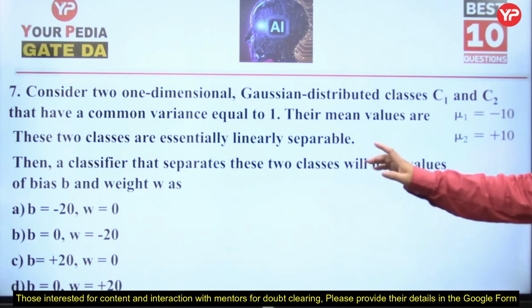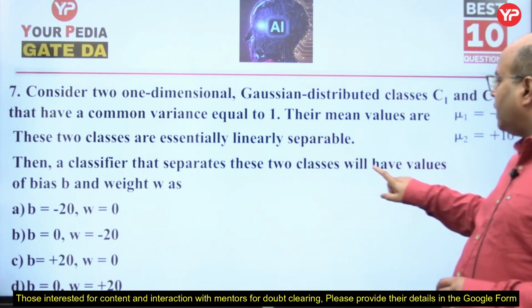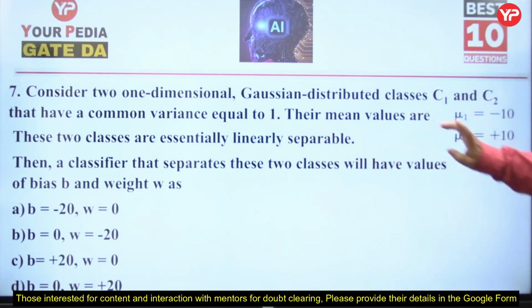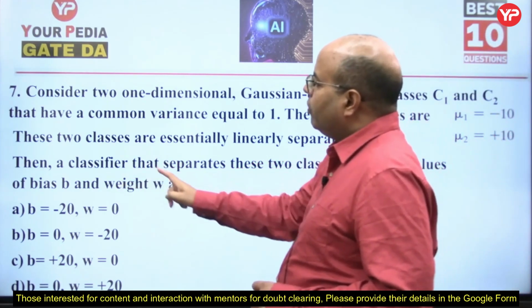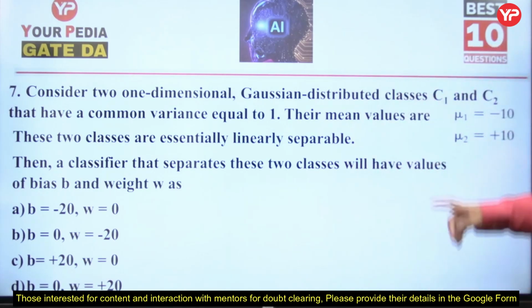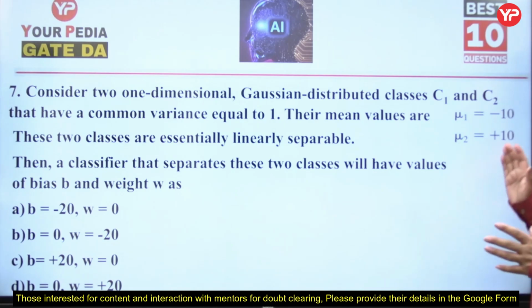Then a classifier that separates these two classes will have values of bias B and weight W. We have to calculate two values, bias and weight. And whether B will be minus 20, W will be 0, or B will be 0, W will be minus 20, B will be plus 10 or W 0, like that you have to calculate. You have understood the problem: two one-dimensional Gaussian distributed classes C1 and C2. So let us see how it can be solved.